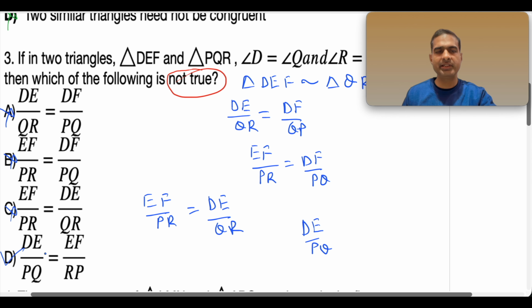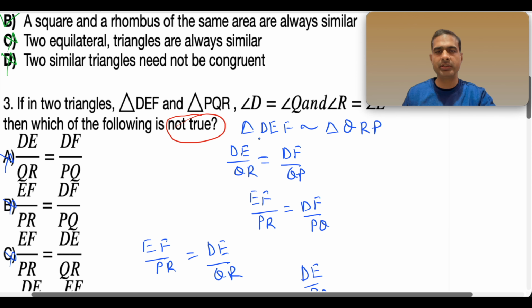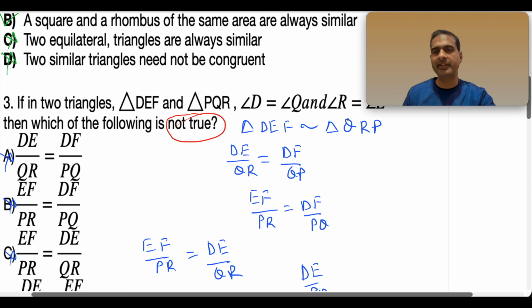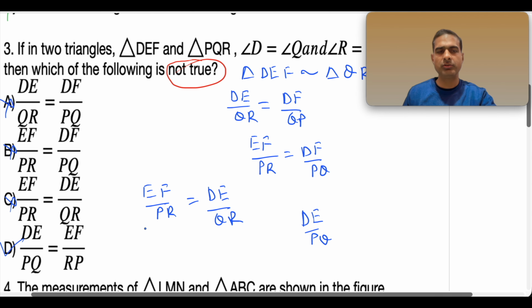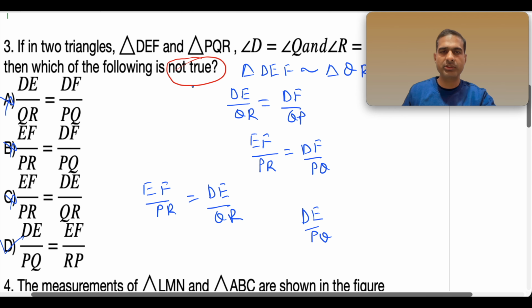Now in option D, it was saying DE by PQ. So it took first and second letter of the first triangle, but it was taking first and third letter of the second triangle. So that will not be in proportion. So our option will be D, because the question was asking which is not true. So in this way we arrived at our answer D.